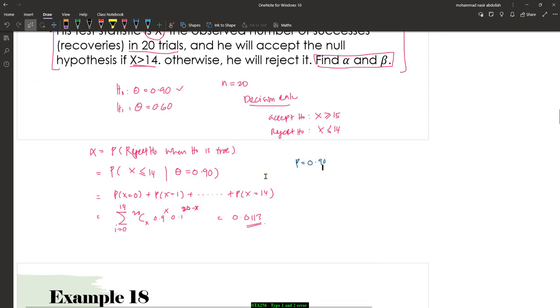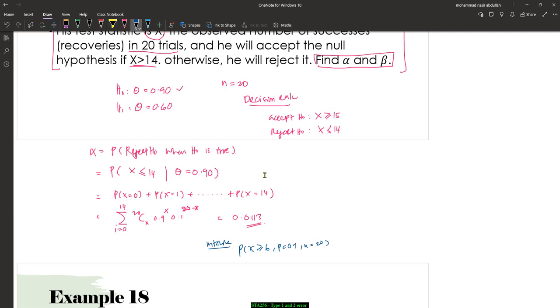Alright, so this is one part. We already find the probability of type 1 error. Kalau nak cari dalam table, in table, so cari guna probability of X more than or equal to 6, probability of success is 0.1, and n equal to 20. Should get the same value lah.